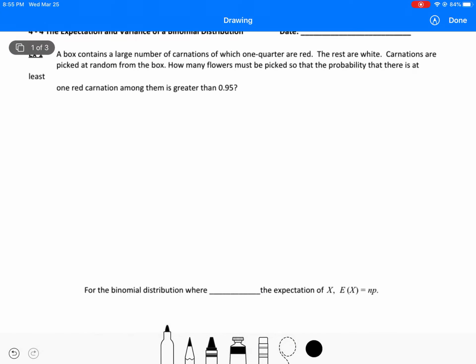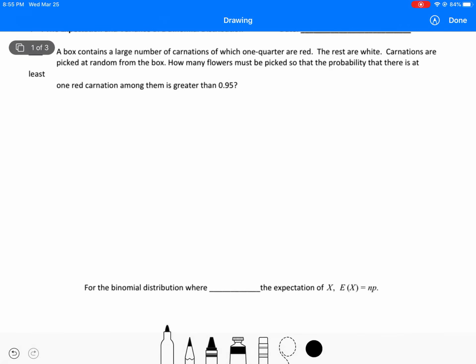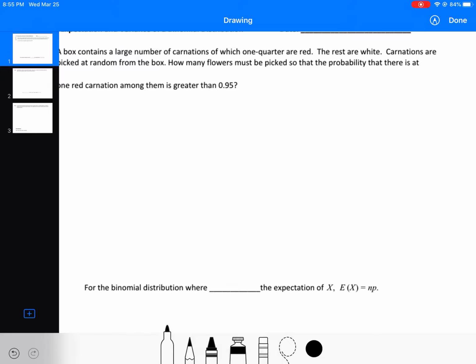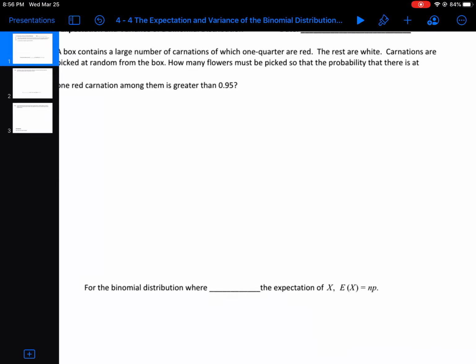This video is about the expectation and the variance of a binomial distribution. Our first example is about flowers. Now we have looked at expectation and variance before. We're now just applying it to a different distribution.